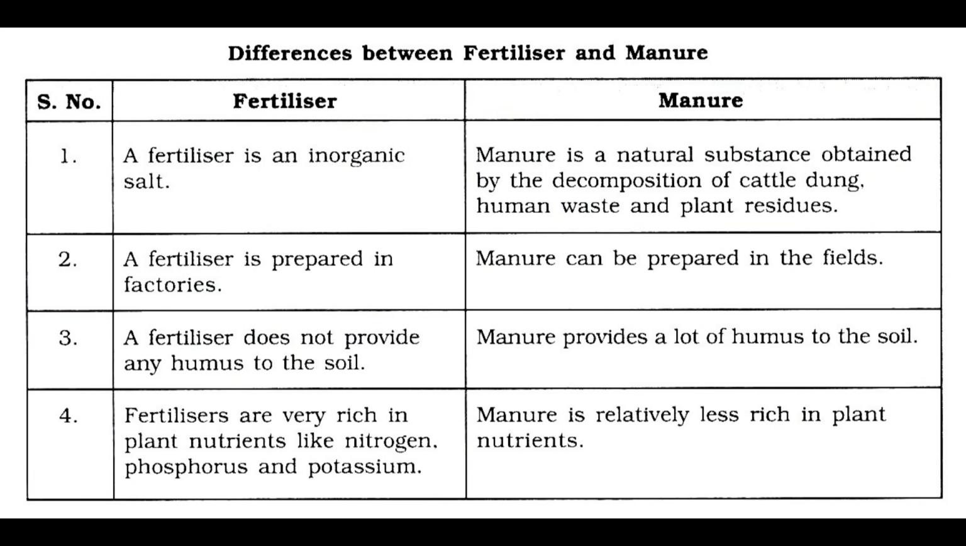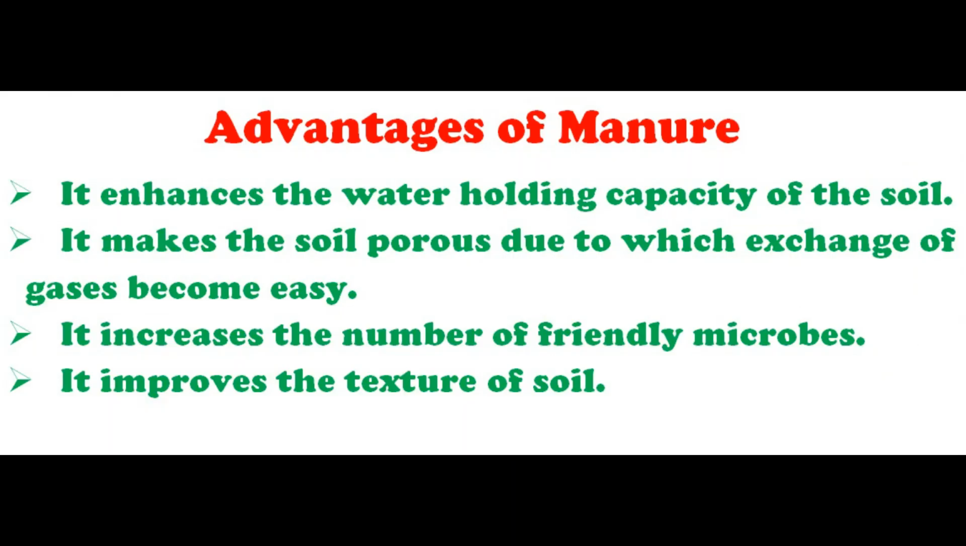Number 4, fertilizers are very rich in plant nutrients like nitrogen, phosphorus and potassium. Manure is relatively less rich in plant nutrients. That's all right. But if we seriously look at the advantages of both, we will see that ultimately, in spite of being less rich in plant nutrients, manure has some advantages which the fertilizers don't have.